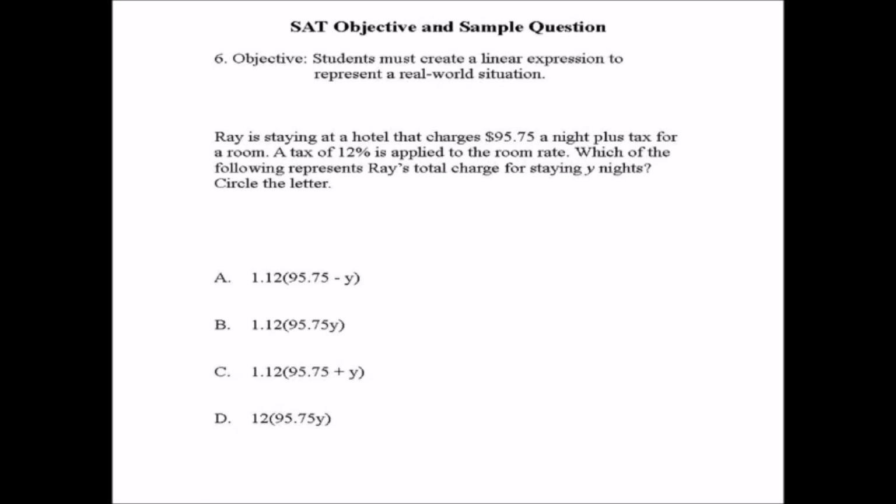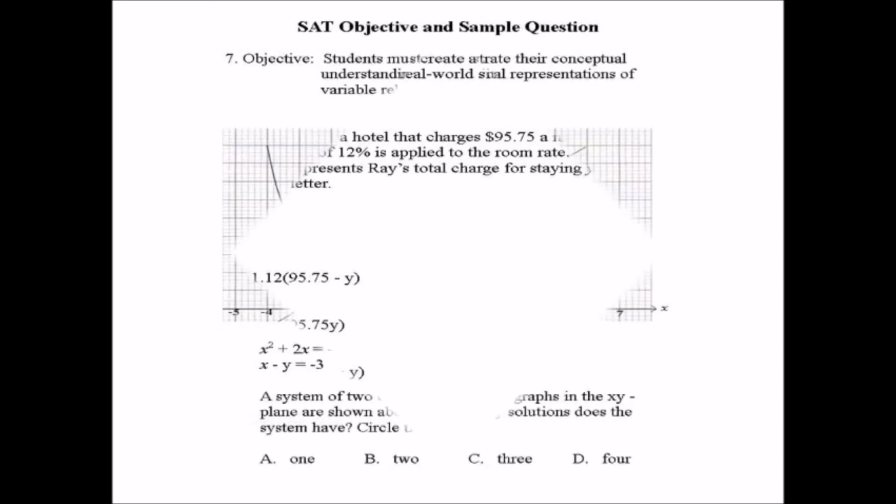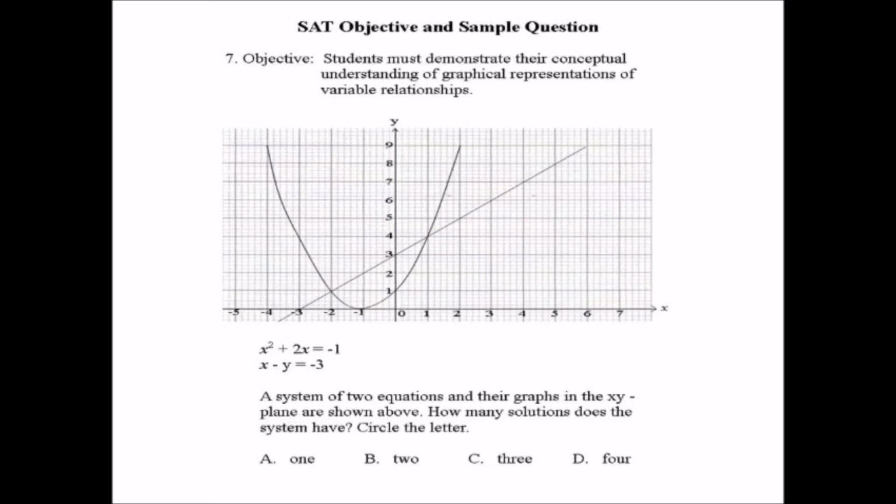Circle the letter. So you have A, $1.12 times (95.75 minus y), or B, $1.12 times 95.75 times y. C, $1.12 times (95.75 plus y), or D, 12 times (95.75 times y). Circle the correct answer. Number 7, students must, okay, that's the objective.